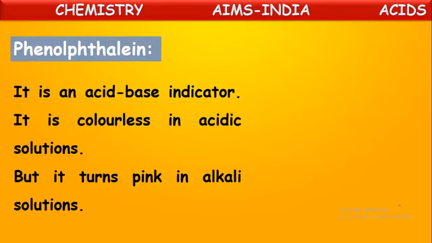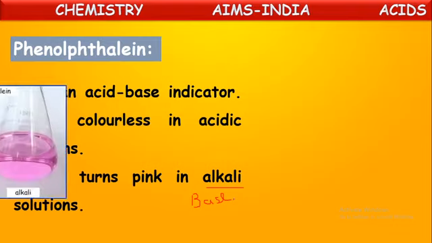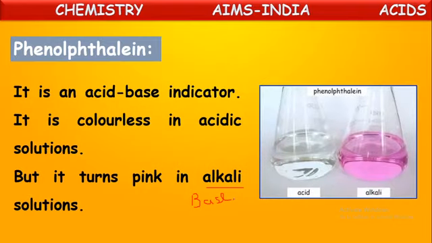What did we say? Alkali means base. So it turns into pink color when it reacts with bases. It won't show any color change with acids. Phenolphthalein will not change the color of acid, it will be colorless only. But when we add few drops of phenolphthalein to base solution, immediately it turns into pink color. Okay. So these two are synthetic indicators, methyl orange and phenolphthalein.